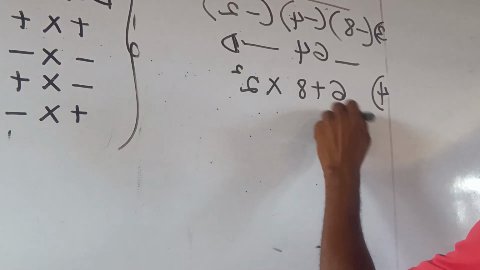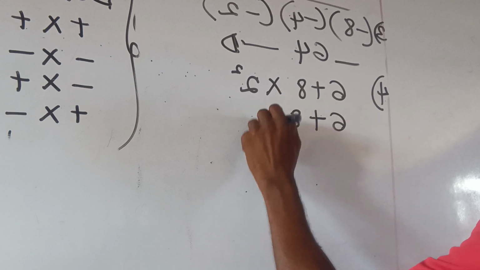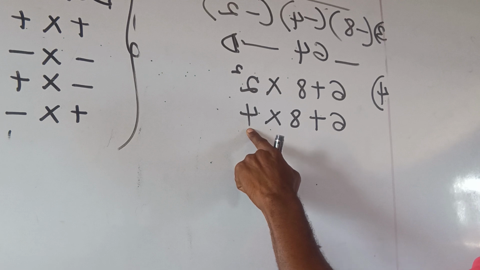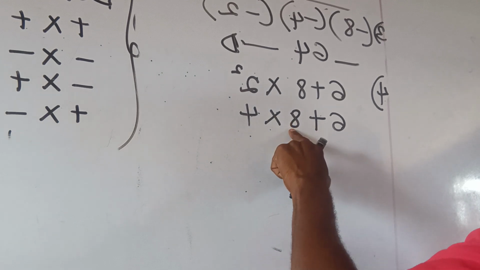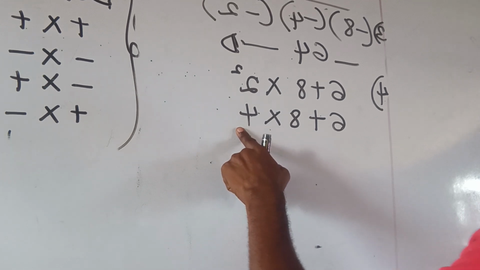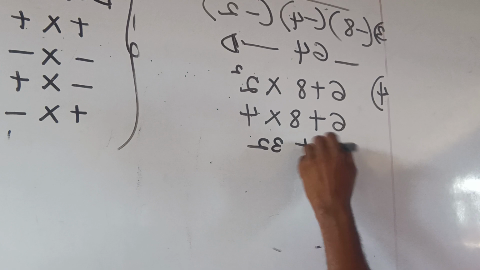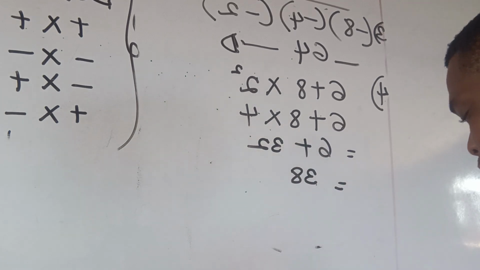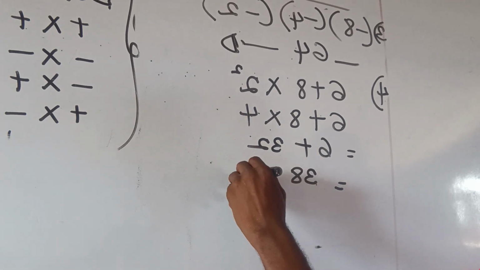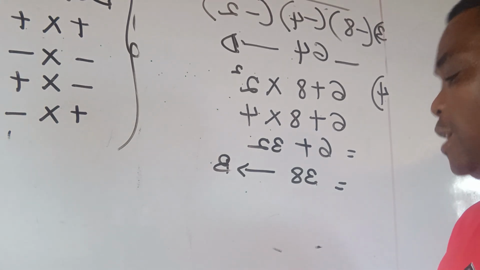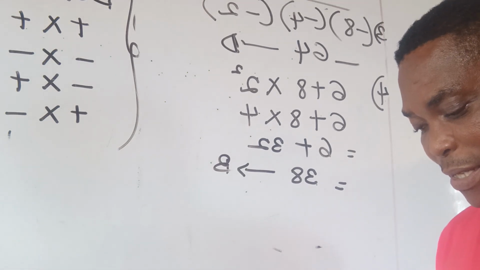2 squared means 2 times 2. So it means 6 plus 8 times 4. 2 squared, 2 times 2 is 4. Right? So multiply it by 8. What is 8 times 4? 8 times 4 is 32. 32 plus 6 will give me 38. And what option is that? That's option B. Option B is the correct answer in that regard.